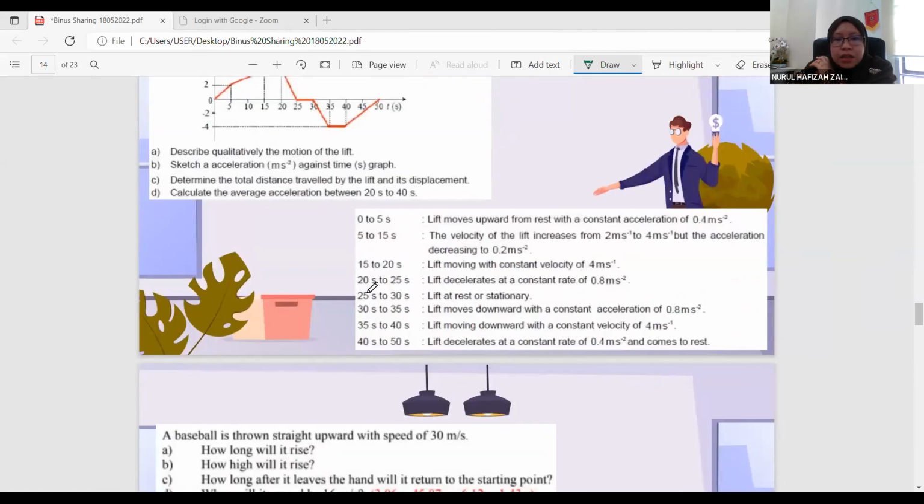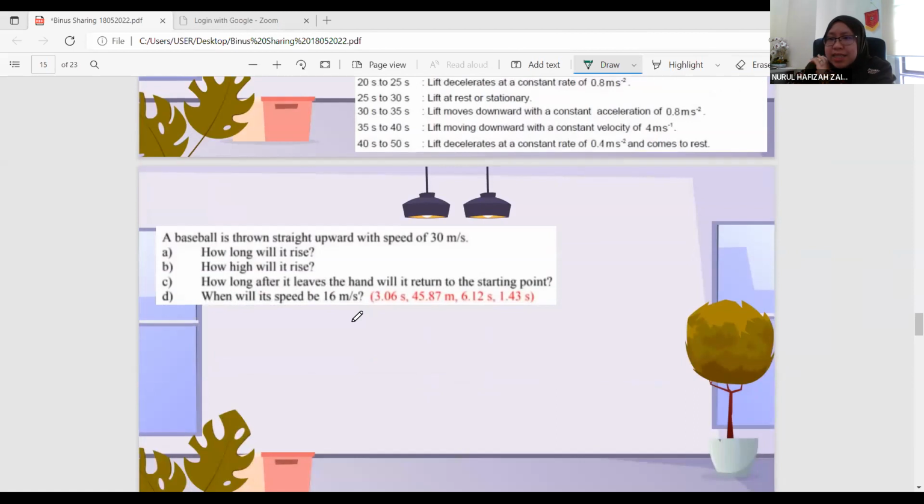Okay, how about this one? This is just a simple question, right? A baseball is thrown straight upward with a speed of 30 meters per second. Speed is the magnitude, 30 meters per second.